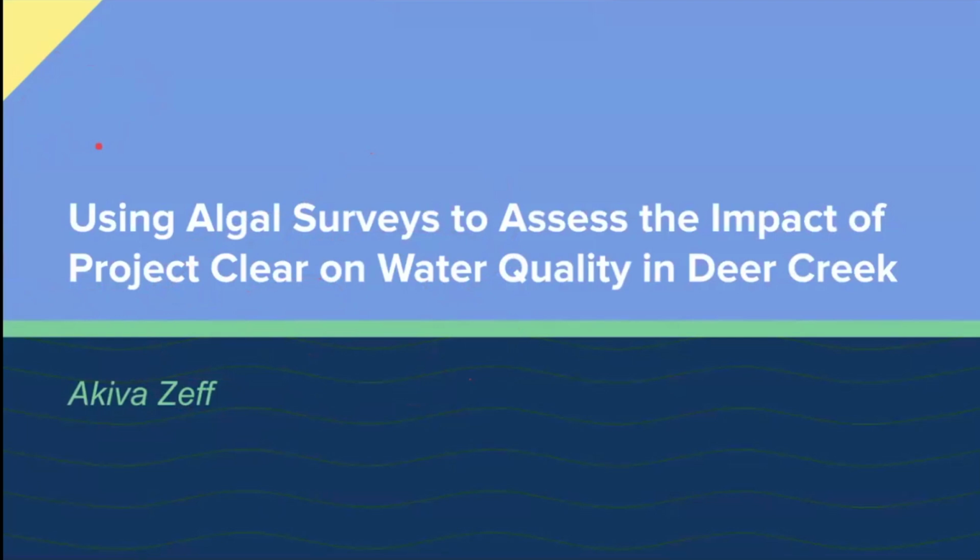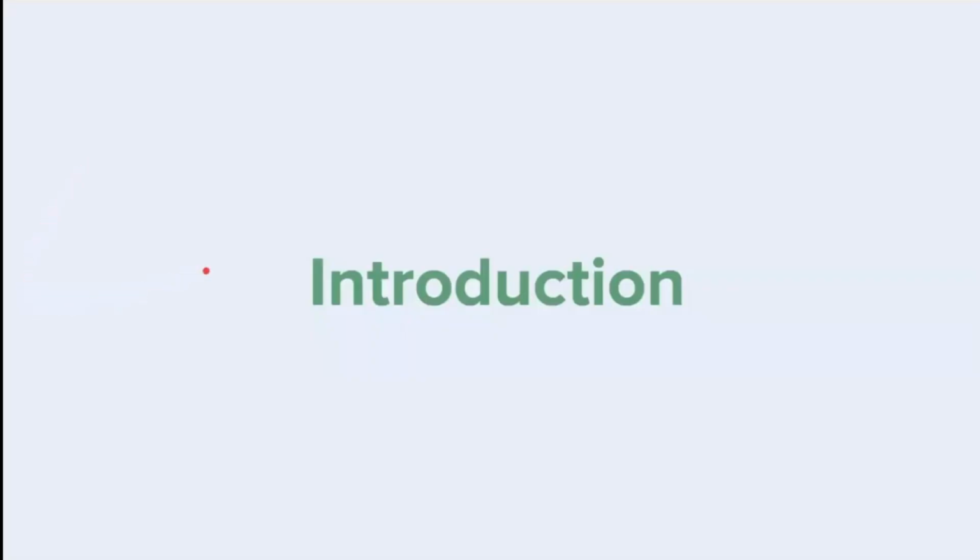I'm Akiva. My study is called Using Algal Surveys to Assess the Impact of Project Fair on Water Quality in Deer Creek. It's a bit of a mouthful. Really, with that name, I could probably just skip my whole introduction section, but I'm not going to do so. Okay, so introduction.